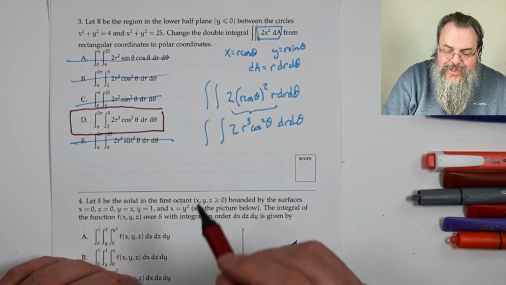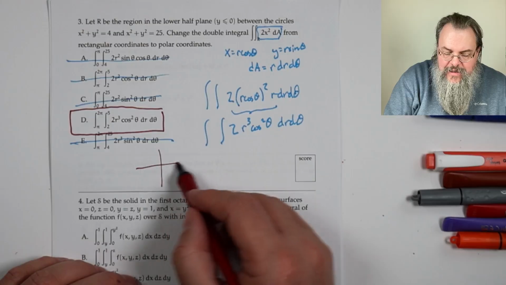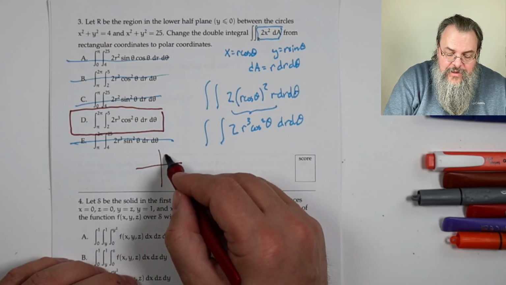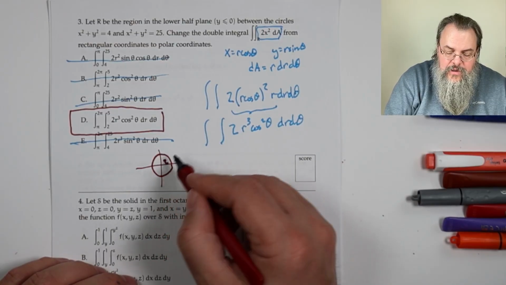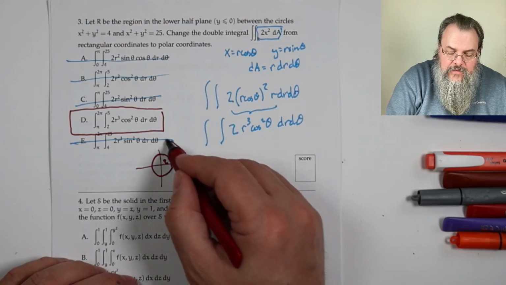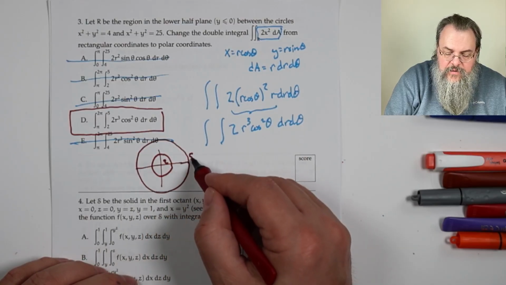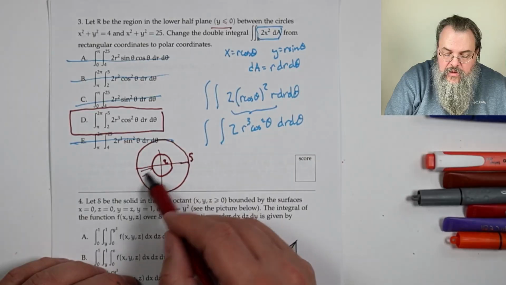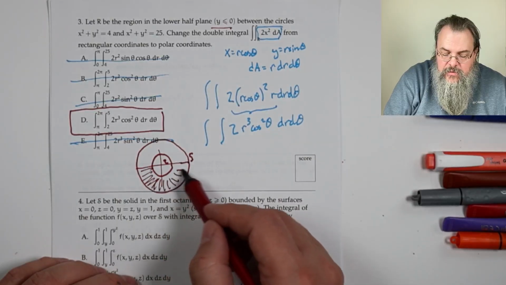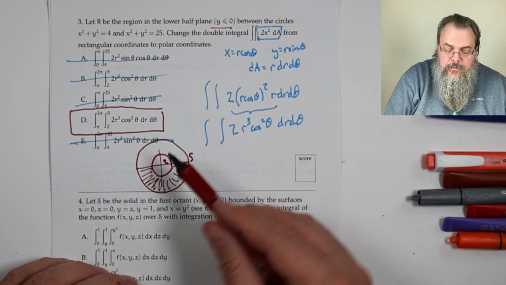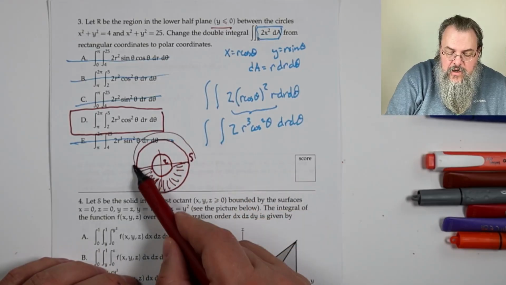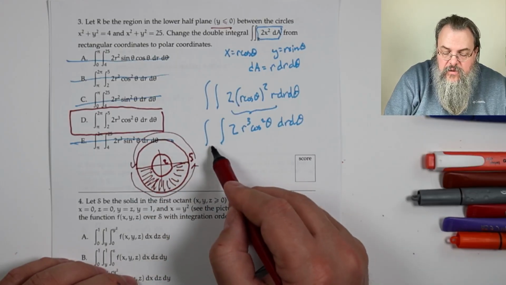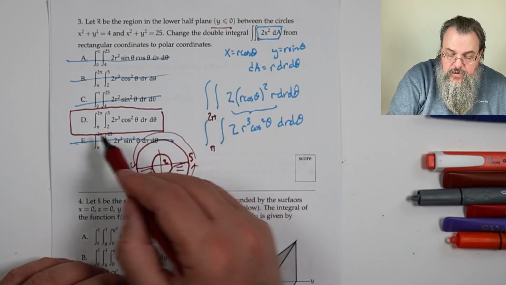But let's go ahead and check the bounds, just for sanity's sake. So x squared plus y squared equals 4. That's a circle of radius 2. x squared plus y squared equals 25 is a circle of radius 5. And we want to be in between, but also downstairs. So we're down here. So we say, okay, where does theta go from? Well, we start at pi, and we go to 2 pi. So theta would be pi to 2 pi, which is what it says.